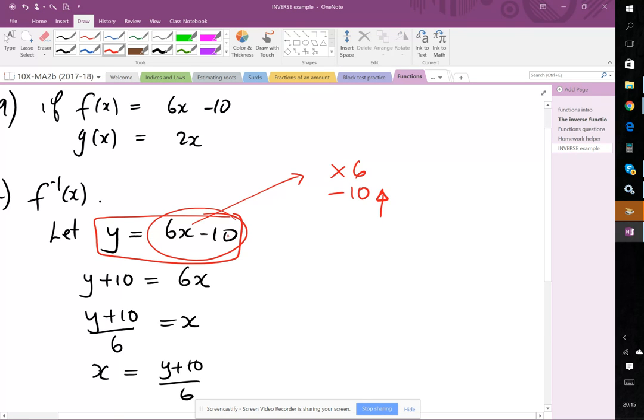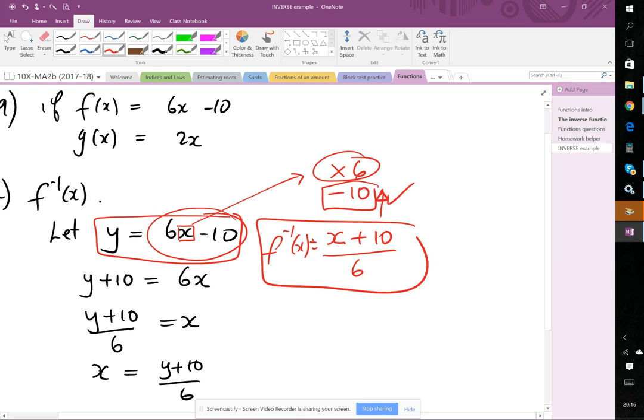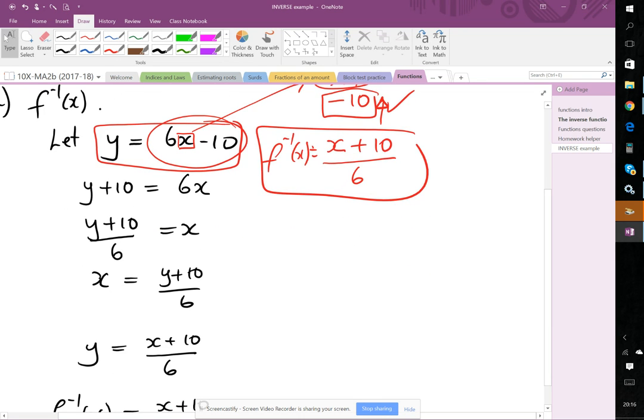Okay, we'll do that again. Constructing this 6x minus 10, we start with the x, and we multiply by 6 first, that's that bit, then we subtract 10. So we do the opposite and in reverse. Start with our x, we do the opposite of minus 10, which is add 10. And then we do the opposite of times 6, which is divide by 6. And this is our inverse now. If you prefer to do it that way, it's fine. They are essentially exactly the same.